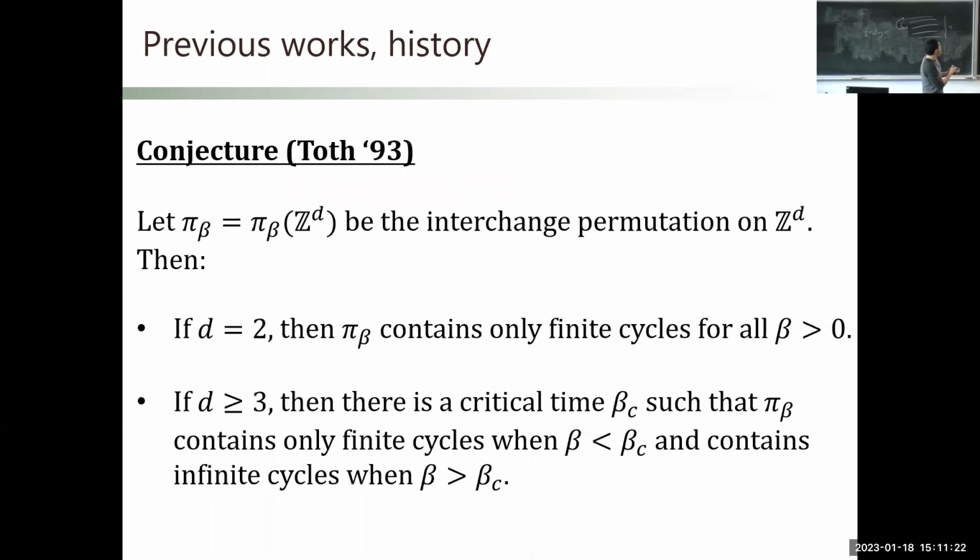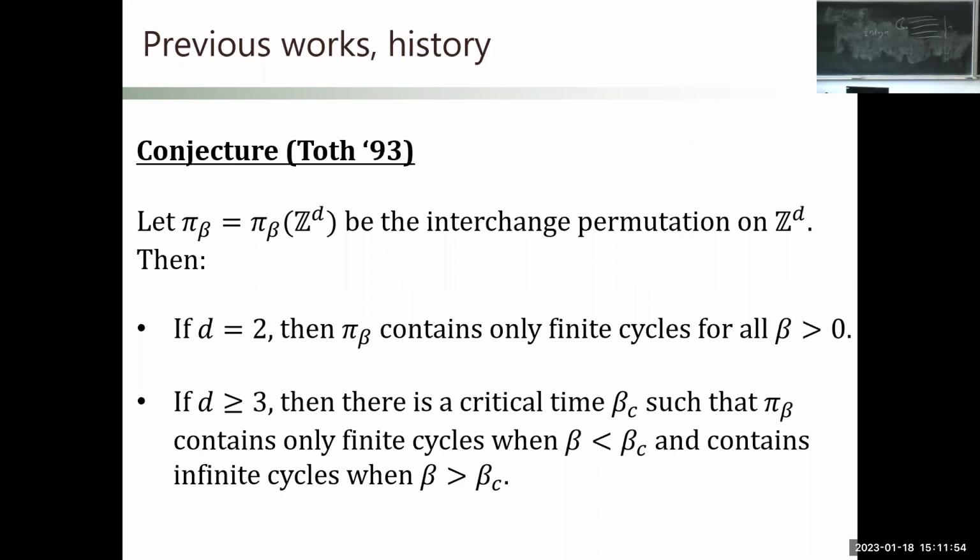And in particular, Todt made the following conjecture, which is around 30 years ago. It's called the Todt conjecture. It says that if you are doing the interchange process on Z^d, then it depends on which dimension you are. So in dimension 2, no matter how long you run the process, you will always have only finite cycles in the permutation. And in dimension 3 or larger, you're going to have a phase transition.